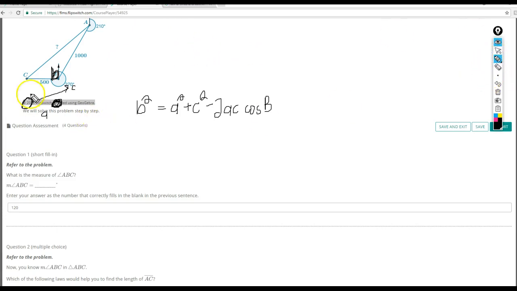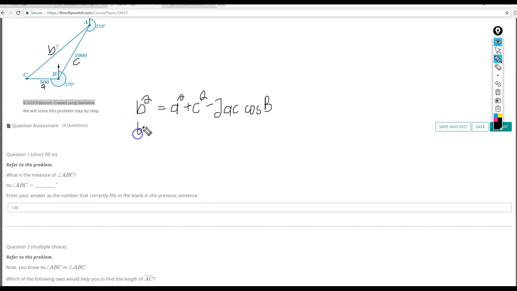So if I were to label this triangle, side length AC is little b because it's opposite that angle. Side length little a is opposite angle A, so this would be little a. And side length C, little c, is opposite angle C. So those are our side lengths, and now we're just going to use substitution.